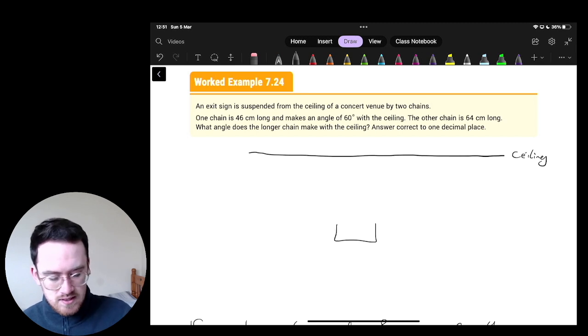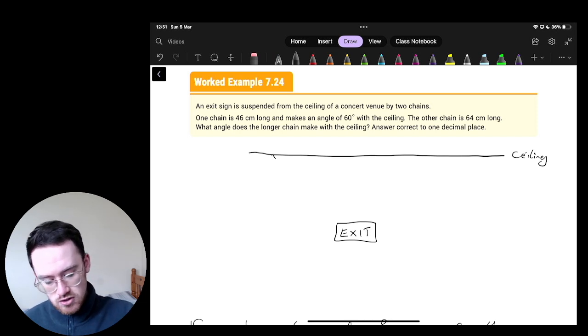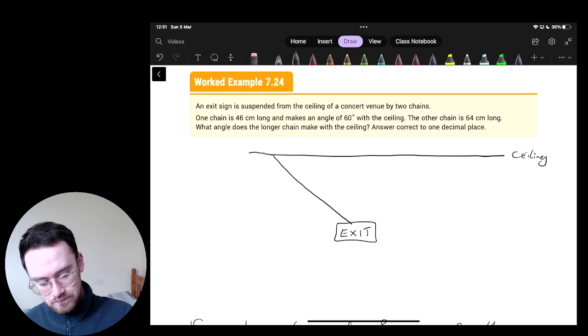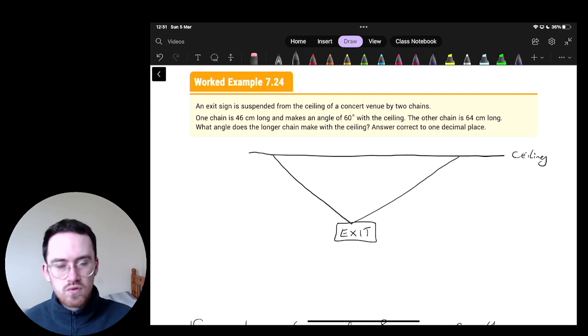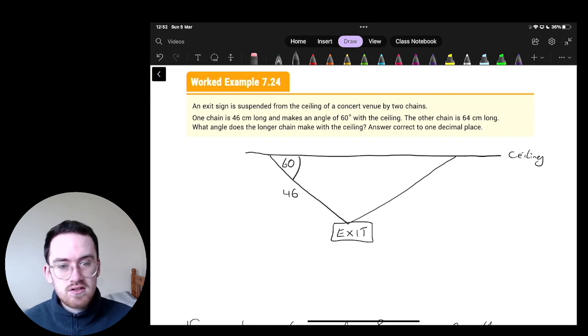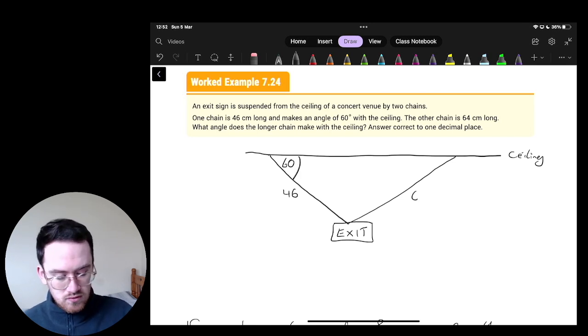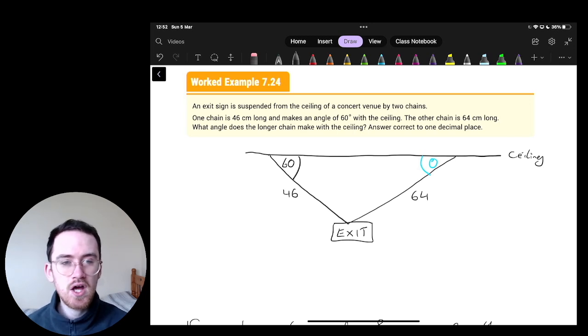So if we say this is my exit sign, it's connected by two chains, so let's put one of the chains here and the other chain here. Okay, one chain is 46 centimeters long, so let's let that be this one, and makes an angle of 60 degrees with the ceiling, so that's your 60 degrees here. The other chain is 64 centimeters long, and what we want to find is this angle here that it makes with the ceiling. Okay, so the small angle that it makes with the ceiling.